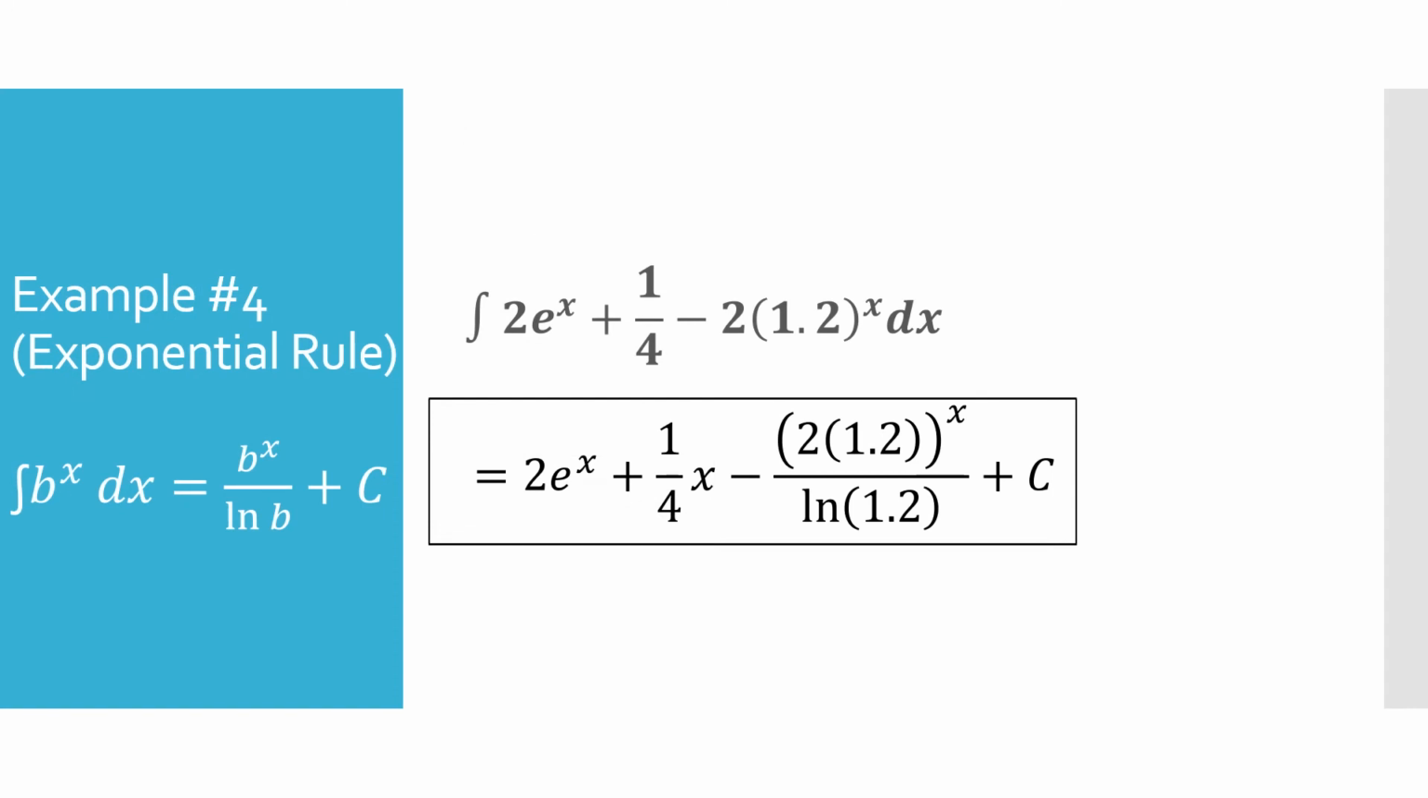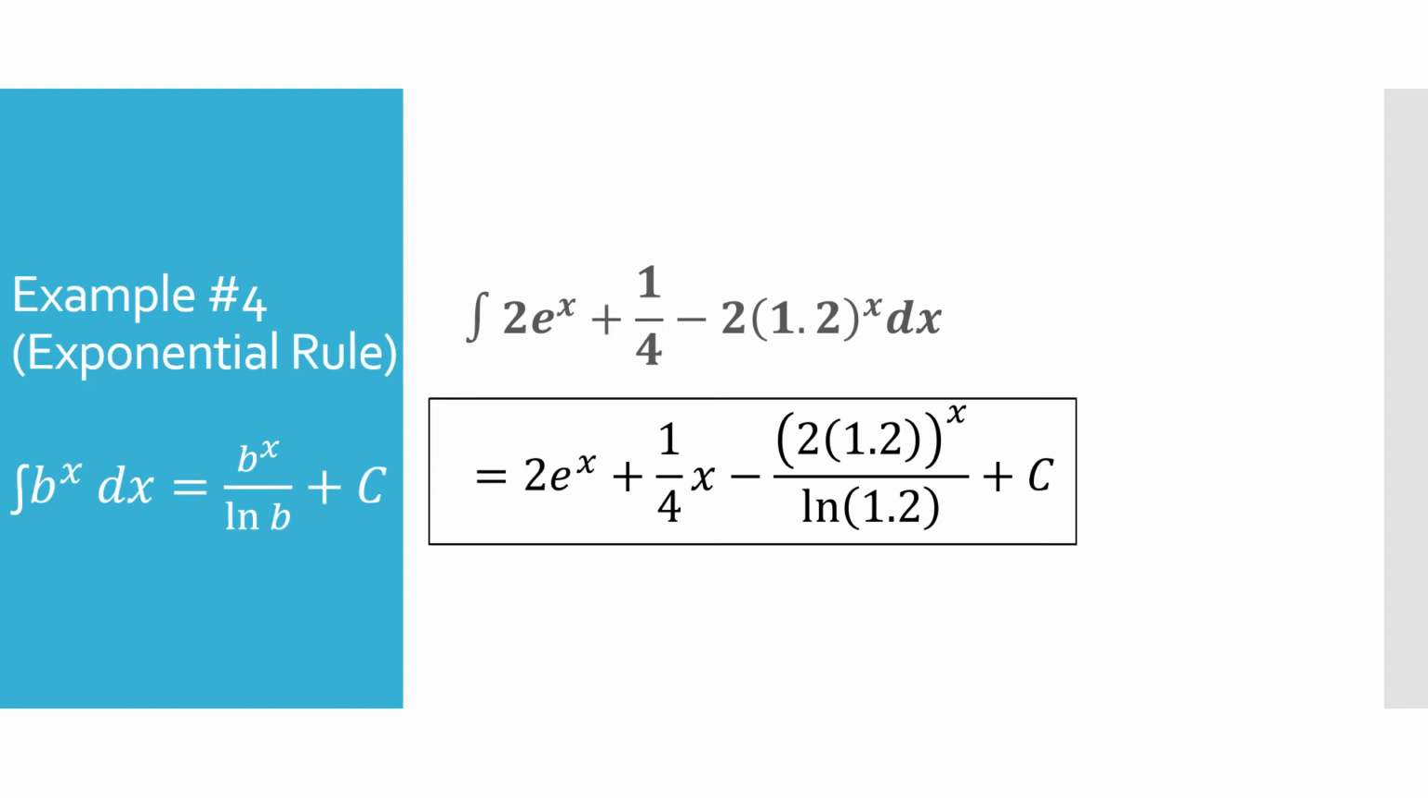Next is the exponential rule. On the left, you can see the formula that you will be using to guide your final answer. It deals with the natural log of b. For the example that we chose, it begins with 2e to the x. Because you cannot take the integral of 2e to the x, it will be the same in the original equation as it is in the final.